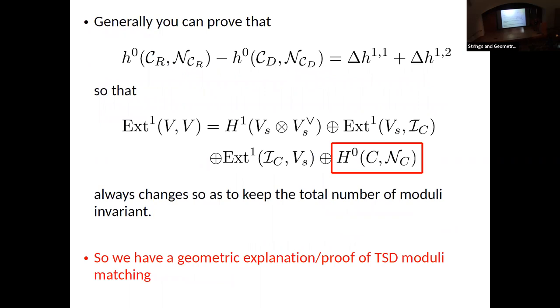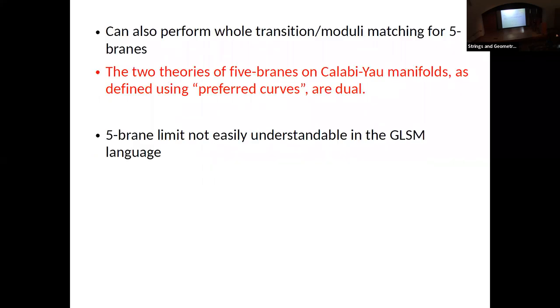Okay, that gives you a hint, and I'm almost out of time, but this gives you a hint that the thing that's really relevant here is the behavior of these curves and these five-branes. So you can ask, could I drop the gauge sector entirely and just do this as a duality of five-branes? If I just try and satisfy the heterotic anomalies with five-branes only, can I do that? And the answer is that yes, we can. So you can perform the whole transition and moduli mapping exclusively in a theory with only five-branes.